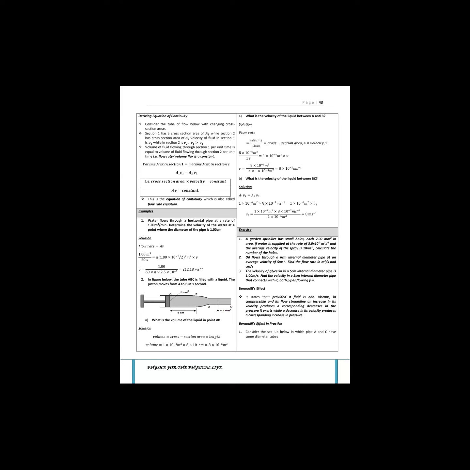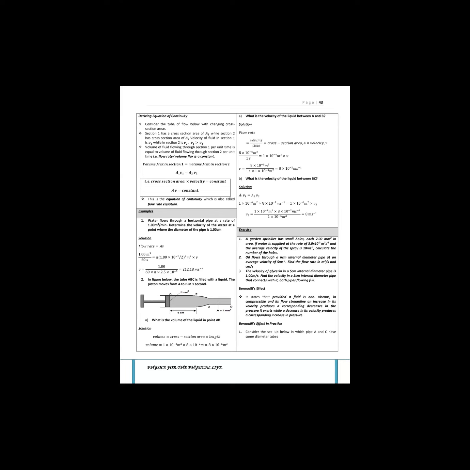7.8571 times 10 to the power of -5. That is the cross-sectional area. Yes, that is the cross-sectional area. But now we write the formula. In the formula, we have the flow rate. The flow rate is equal to 1 cubic meter per minute.